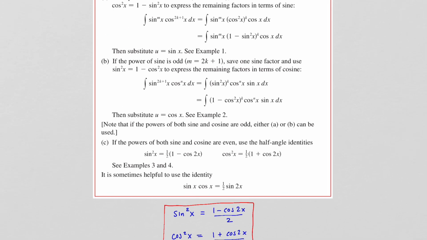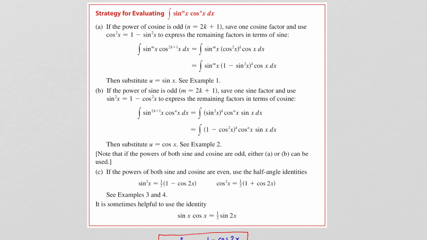But I wouldn't memorize these processes. I would memorize the idea behind them, which was when you have an odd power, you save a factor so that it can become your du. And then you have to make it work with your u substitution.